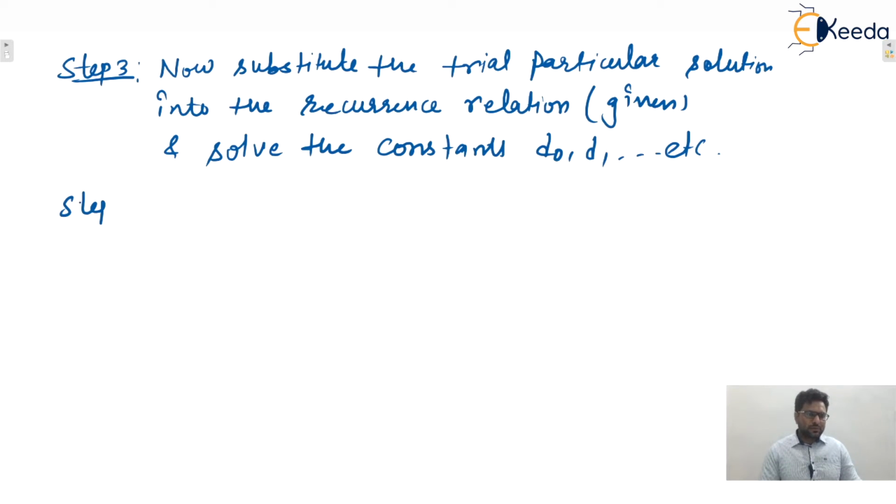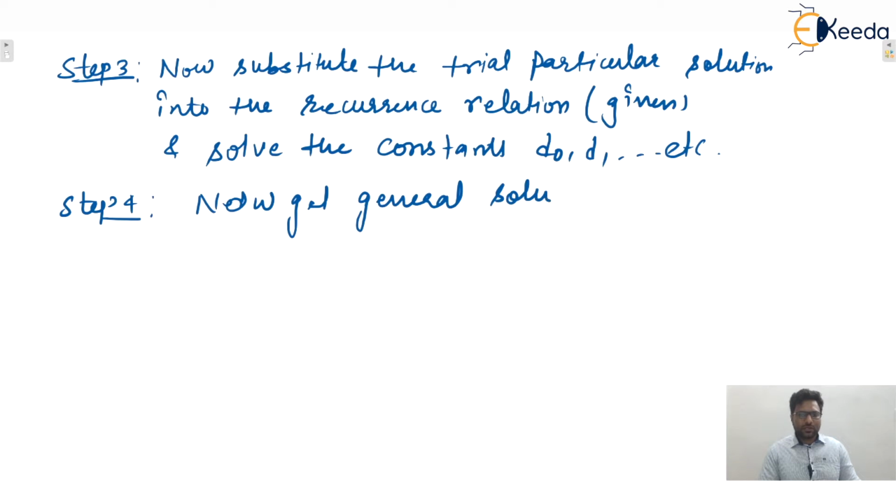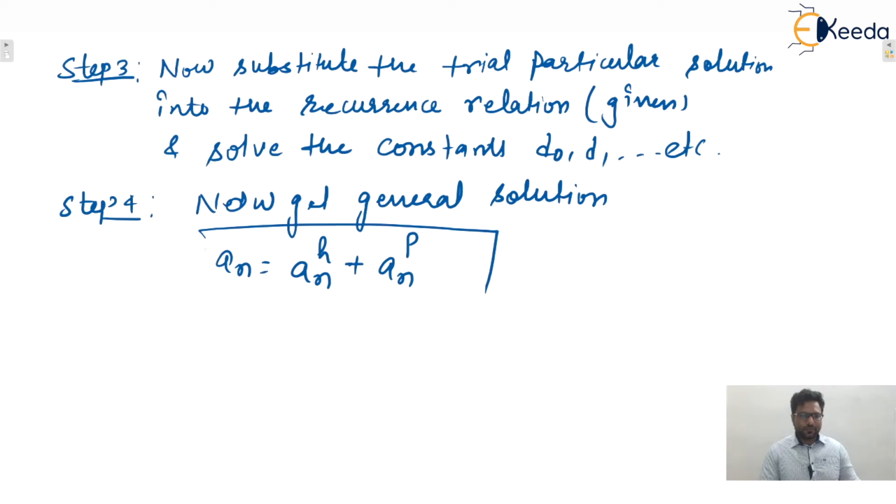Now next step is what? Step 4. Now get the general solution. So how is the solution written? a n equals the homogeneous solution plus the particular solution. Add both of the solutions, but remember, after finding the values of constants d naught, d1, etc. Till now we haven't solved the constants c1, c2, etc.